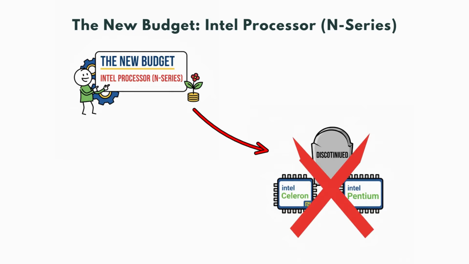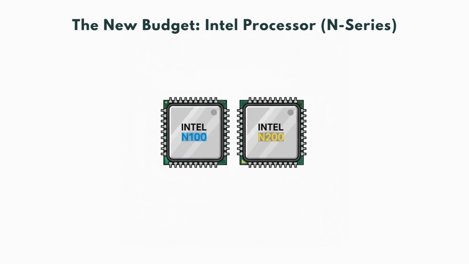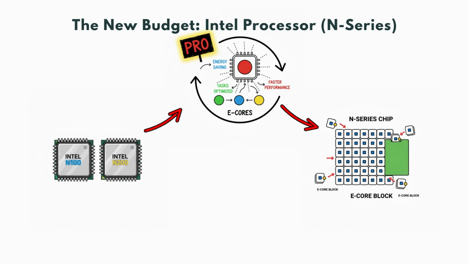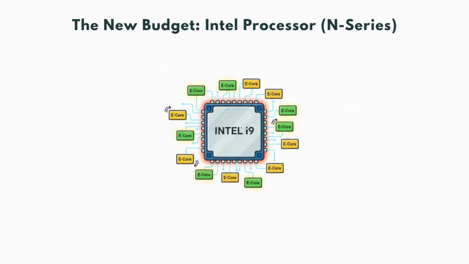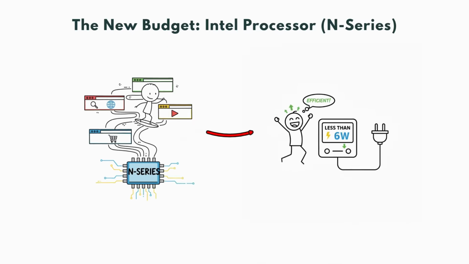The new budget, Intel Processor N-Series. With Celeron and Pentium dead, Intel introduced the Intel Processor branding, specifically the N-Series like N100, N200. The pro is efficiency cores. These chips are built entirely using Intel's E-cores, efficient cores, the same low-power cores found in the background of an i9. They are surprisingly capable for media consumption and web browsing while drawing typically less than 6 watts of power.